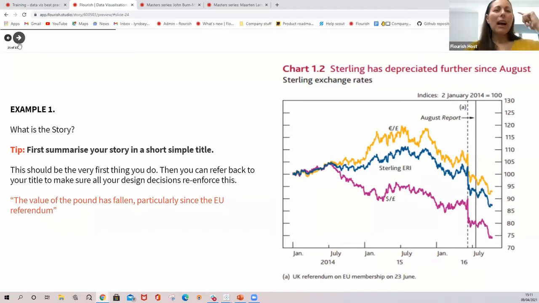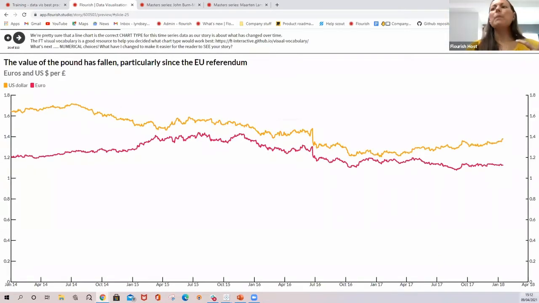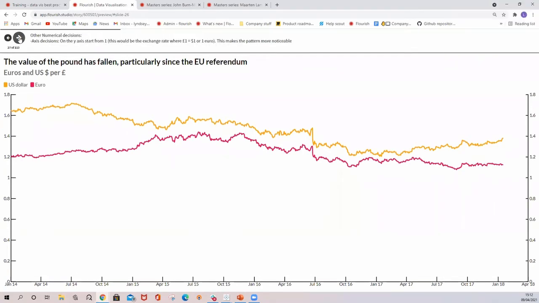So now we're thinking, actually, what makes this easier for my reader to understand? And for me, people are much more familiar when we're talking about exchange rates, about currency per pound. How many euros do I get for my pound? How many dollars do I get for my pound? And so we've moved away from this index and we've moved towards the actual exchange rate, pounds per euro and dollar. So that's a change in my metric. So that's what I'm talking about when I'm saying think about these numerical decisions.